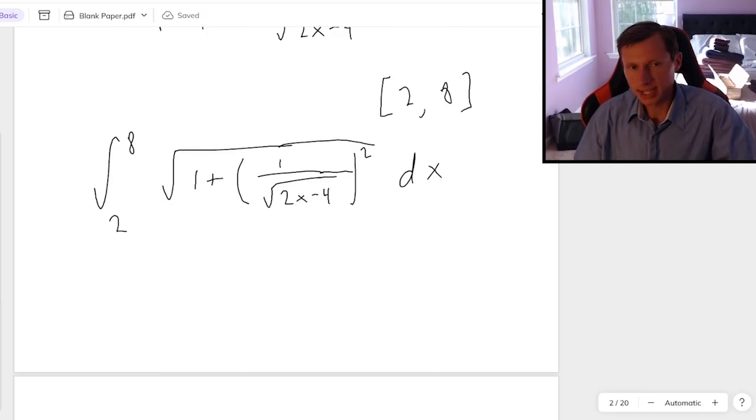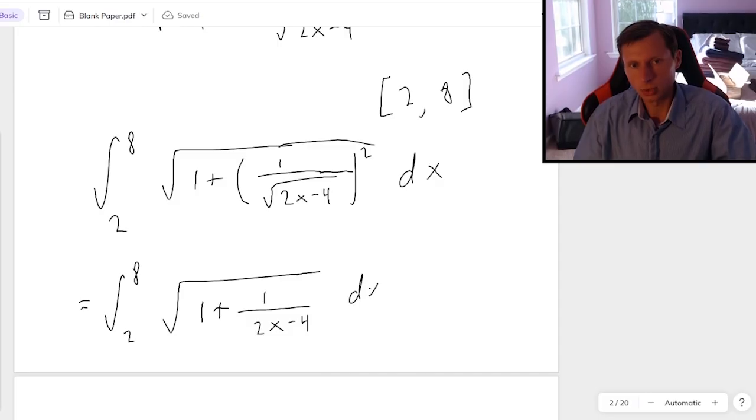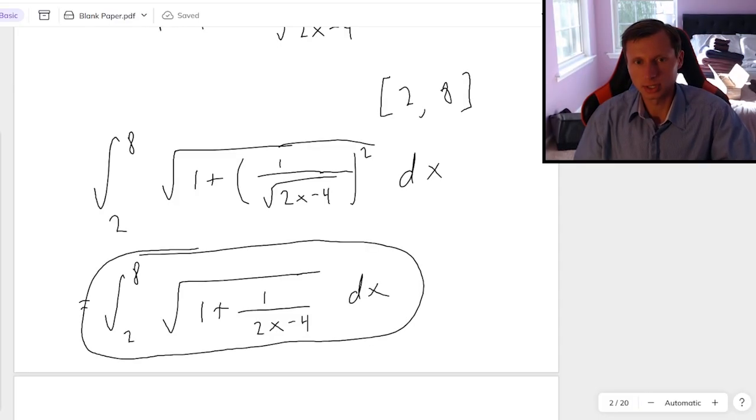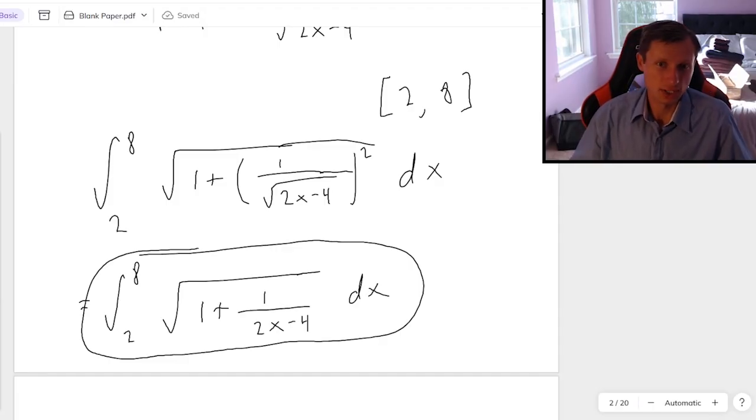And if you want, this last step is optional, just a little bit of simplifying. Square root and squared basically cancel each other out. So really what we're looking at is this integral, which, as I said before, is not going to be solvable, at least not for us today. So that's it. That's going to be our answer for this one.